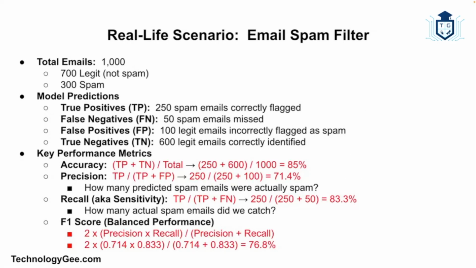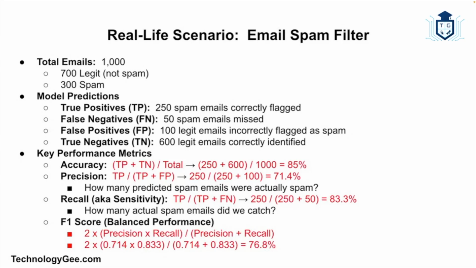All right, so let's go over a real life scenario, and we're going to go back to our email spam filter example. So let's say you run a model on 1,000 emails, and out of the 1,000 emails, you have 700 legit emails that are not spam, and then you have 300 spam emails. And when it comes to your model predictions, your model predicted 250 spam emails that were correctly flagged.